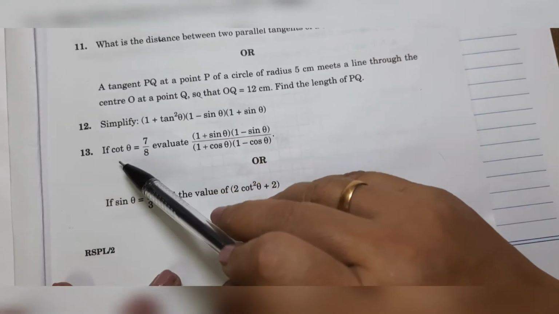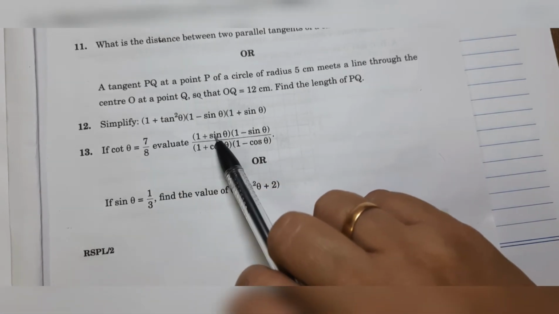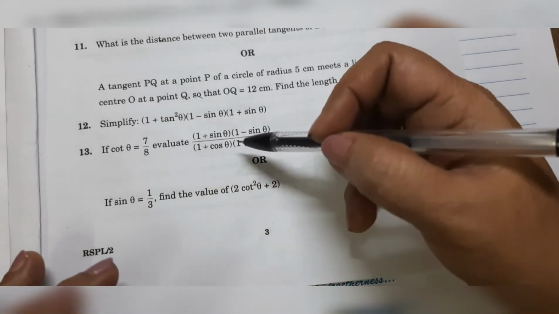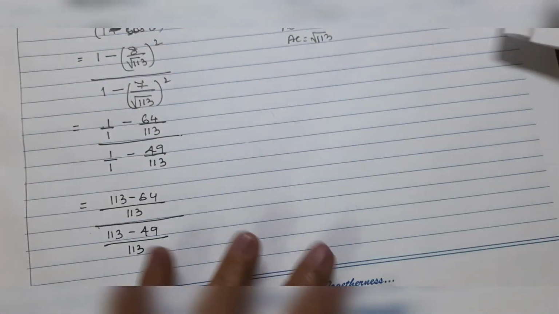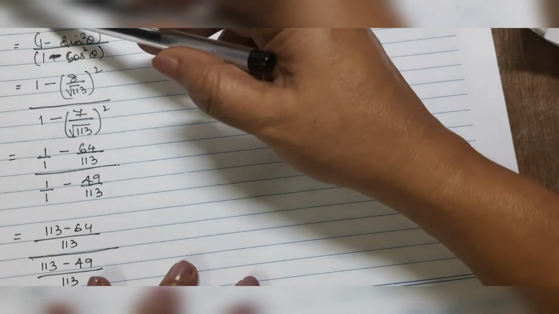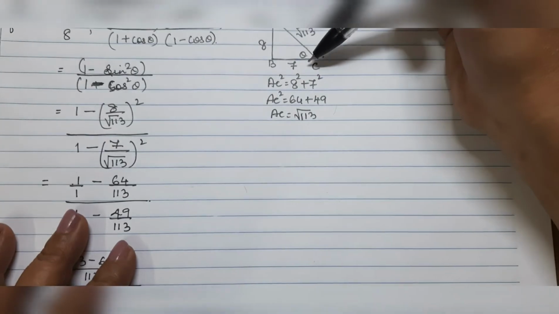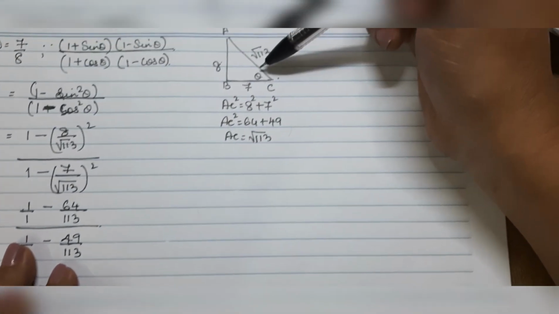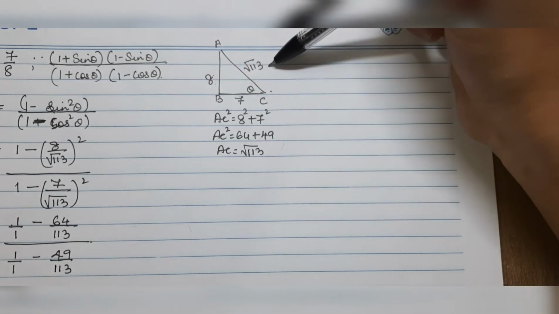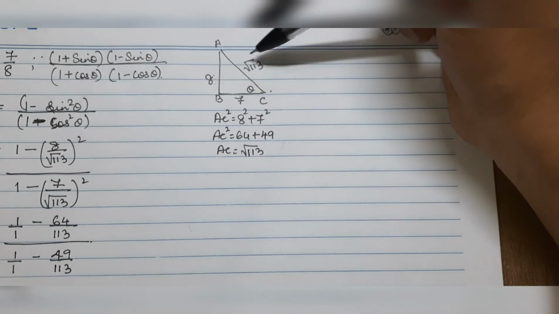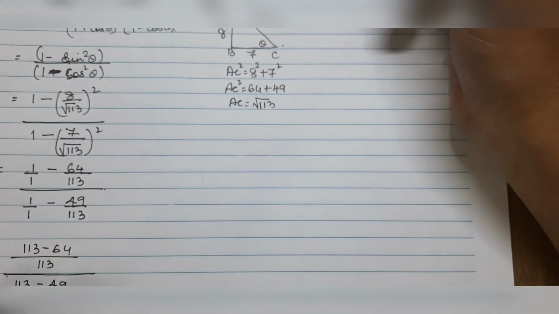13th question. Cot theta is 7 by 8. Evaluate this one. This is a textbook question, so you might have done this many times. So cot theta here is 7 by 8. Cot theta will be adjacent by opposite. So this is adjacent, opposite, find out hypotenuse. So we will need for sine. Sine is opposite by hypotenuse. Sine will be 8 by root of 113. Cos will be 7 by root of 113.